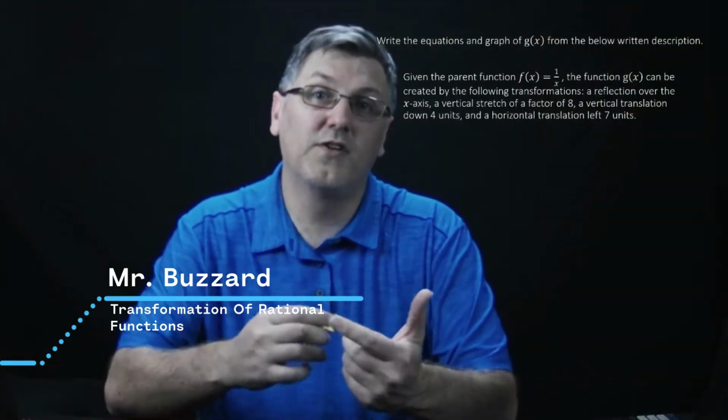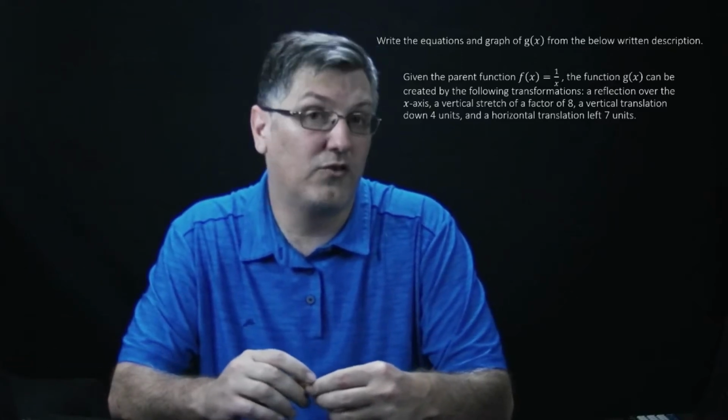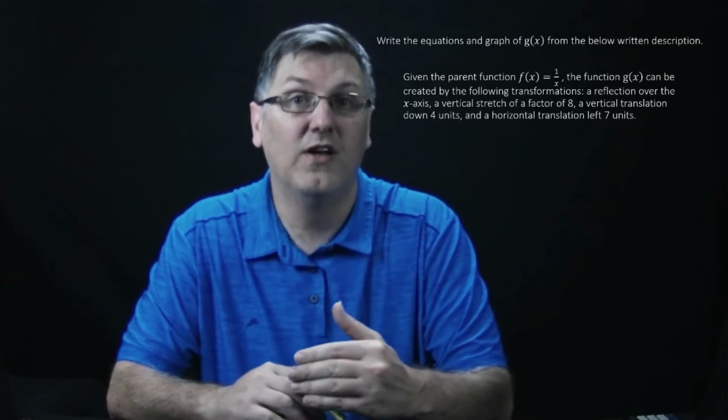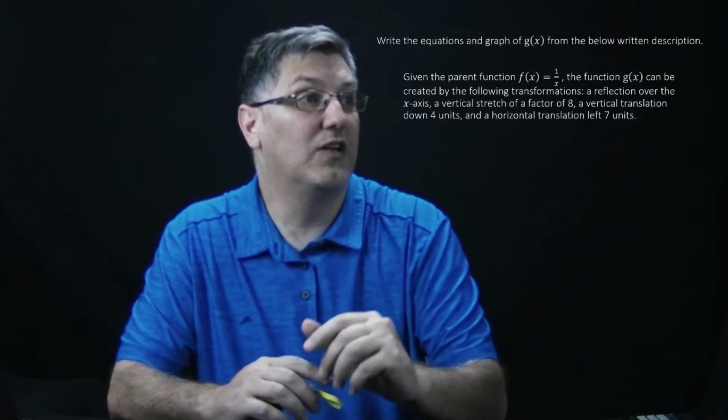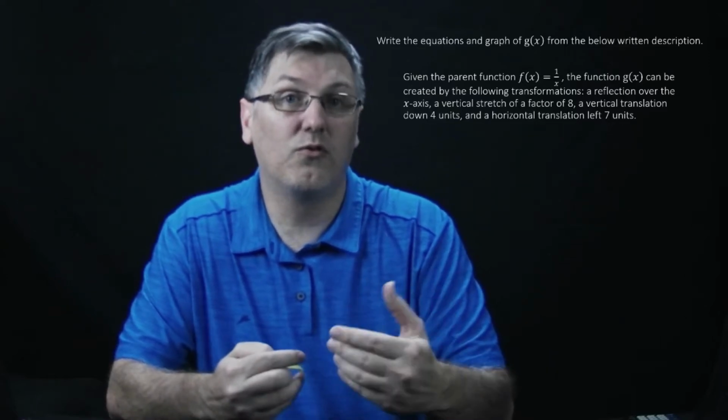Okay, so the example I'm going to give you is some sort of written description of a transformation in a function. I'm going to ask you to write the actual equation and then graph it. So here we have the parent function f of x equals 1 over x, which is the reciprocal function or the rational function.